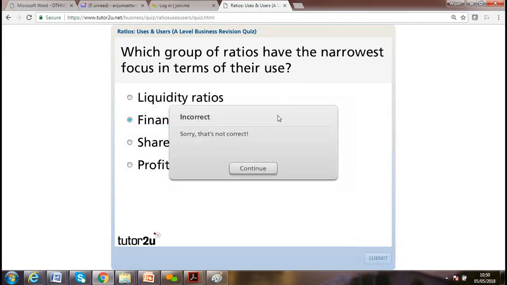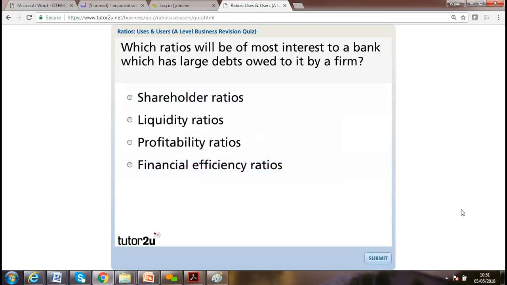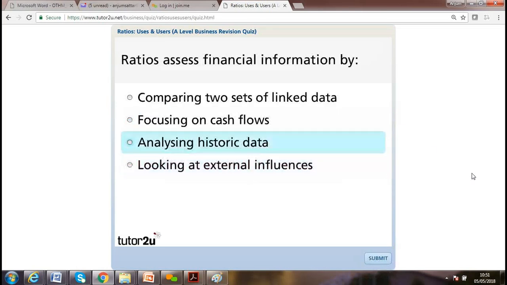So wasn't it about the efficiency? Which group of ratios has a narrow focus? Yes, because that's a major focus which we'll go through. Which ratios will be of most interest to the bank? Is it profitability ratios, financial ratios, liquidity ratios, or shareholder ratios? I think liquidity ratios. Large debt. Ratios assess financial position by comparing two sets of linked data.